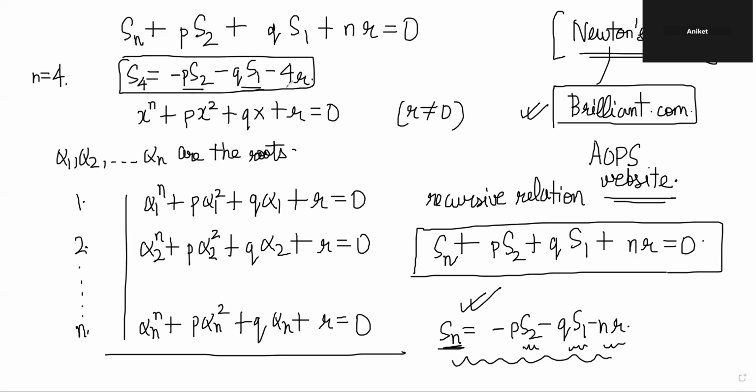So minus 4R. In this case, the equation was very simple. So the relationship is very simple. Most of the time, it is not like that.